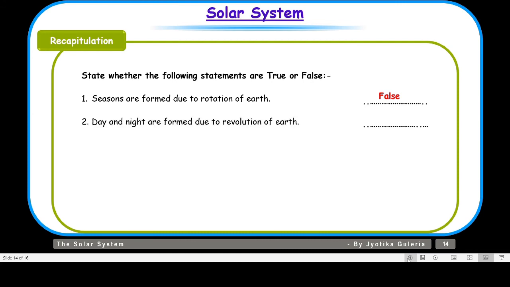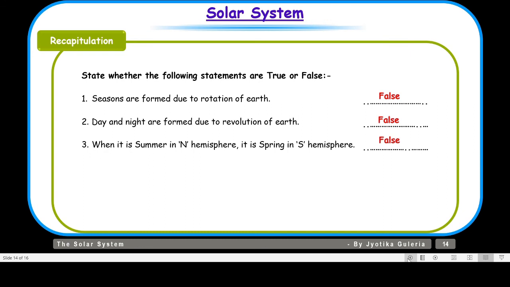Day and night are formed due to revolution of the earth. Again, that is false, because day and night are caused due to the rotation of the earth on its own axis. When it is summer in the northern hemisphere, it is spring in the southern hemisphere. That is again false, because at that time the southern hemisphere will experience the winter season.